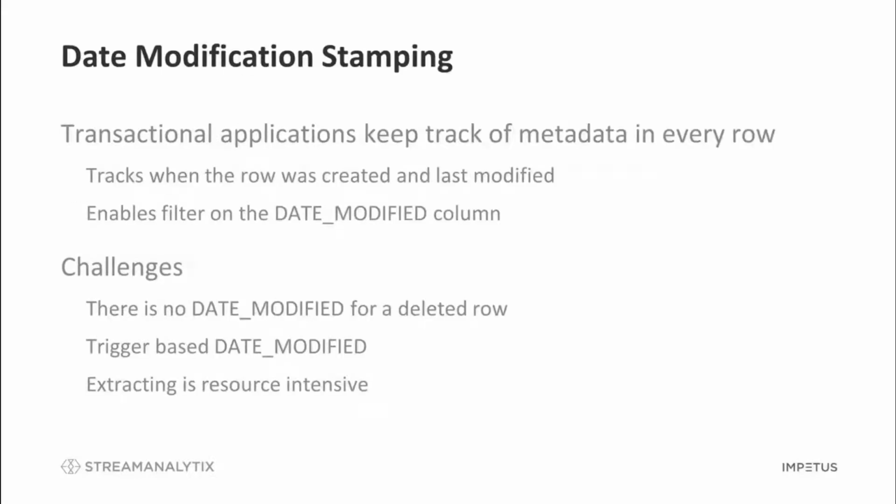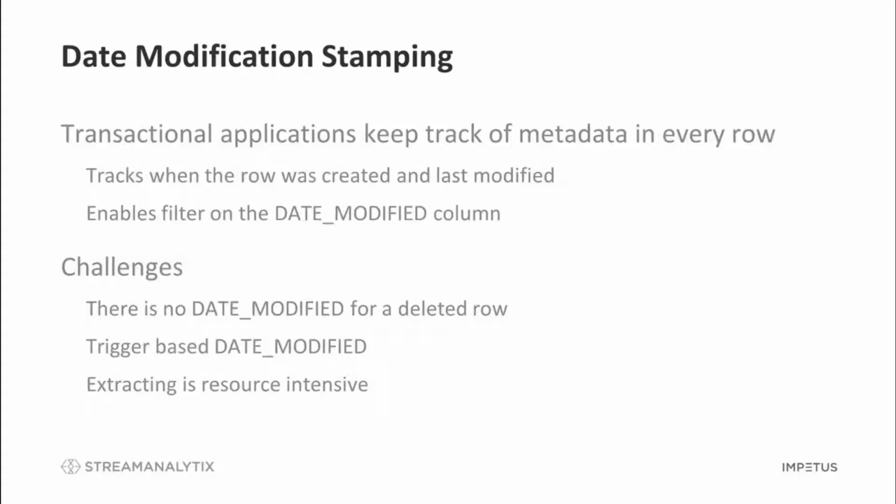The second approach is using date modification stamping. Many transactional applications keep track of metadata in every row, including who created the record or most recently modified the row, as well as when the row was created or last modified. The approach to CDC in such an environment is essentially to keep track of when the data was extracted the last time, and in the subsequent run, filter on the date modified column and only retrieve the rows that were modified since the most recent extraction.